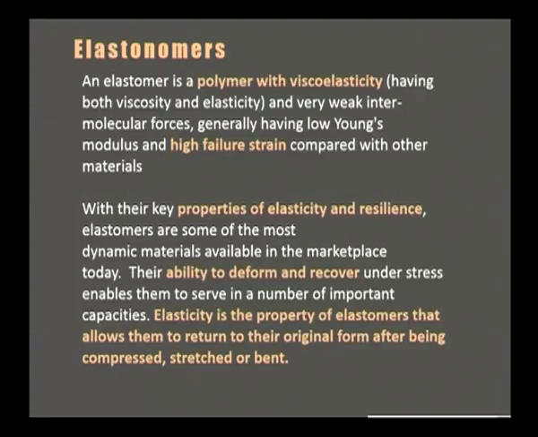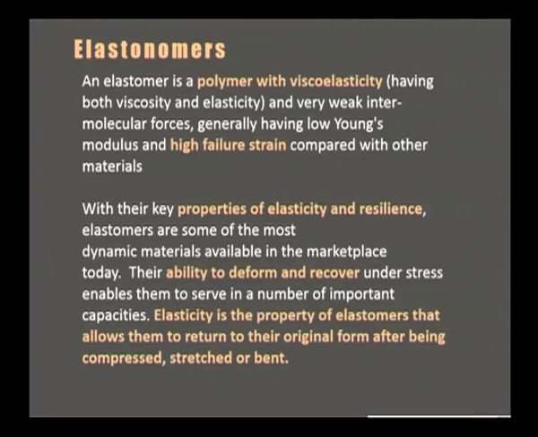We have looked at how plastic is formed. Now, there is a special type of plastic which is used in sealing of buildings and sealants and adhesions. It is called an elastomer. Elastomer is a polymer with viscoelasticity and very weak intermolecular forces, which makes it easy to be stretched or elongated. And it has a high failure strain in structure formation.